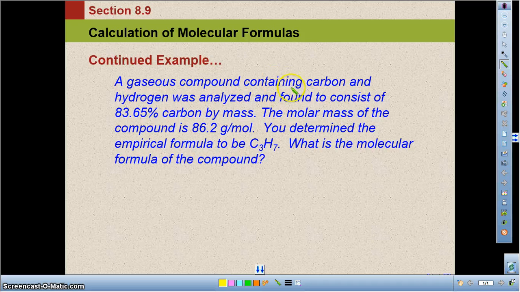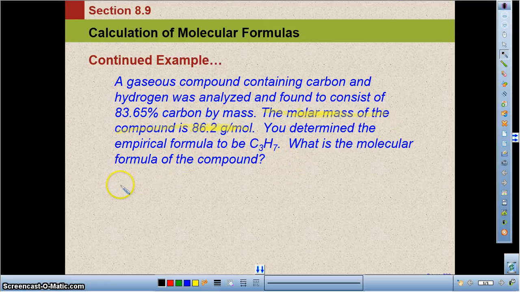A gaseous compound containing carbon and hydrogen was analyzed and found to consist of 83.65% carbon by mass. Here is a bit of information you've never been given before when doing an empirical formula. It tells you the molar mass. This piece of information is always given, always in the problem. You determine the empirical formula to be C3H7. What is the molecular formula of the compound?